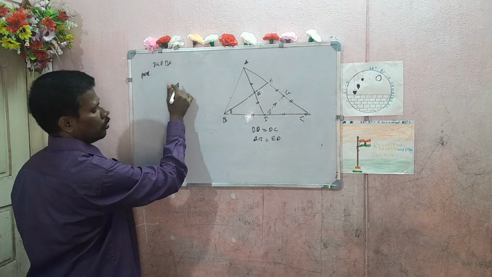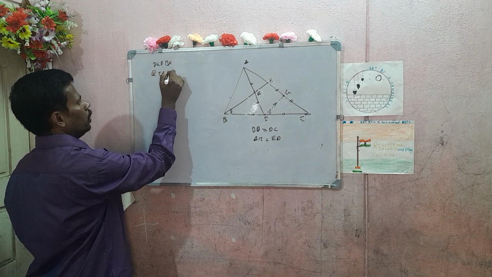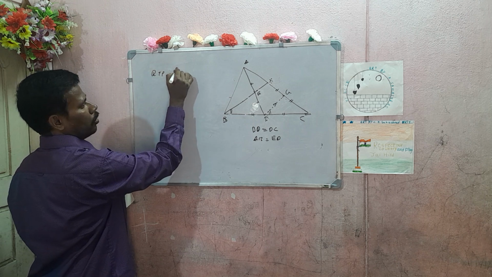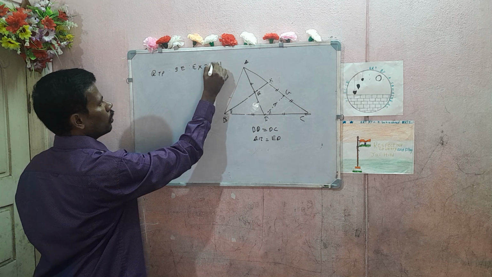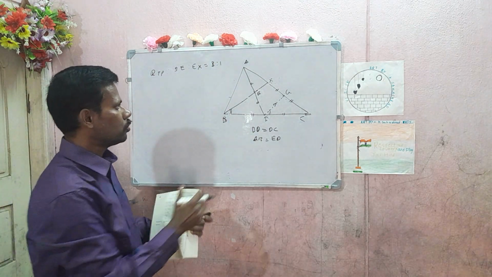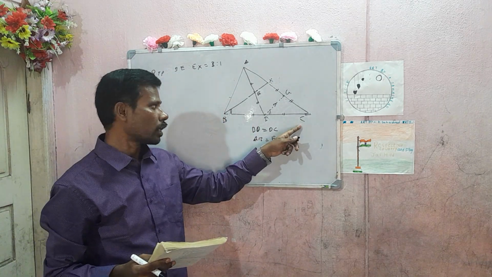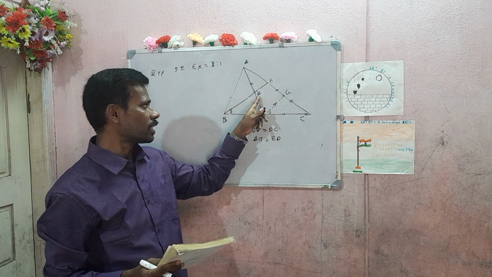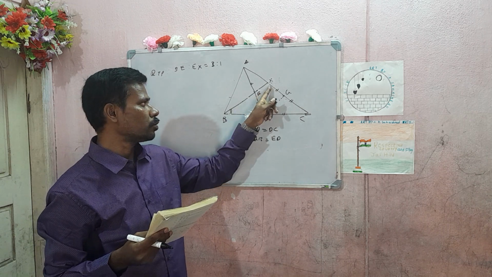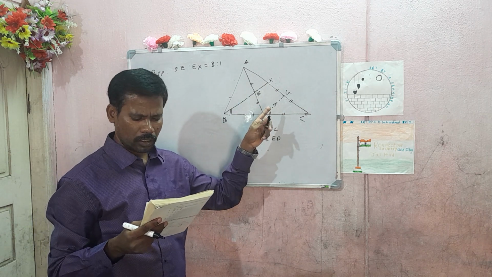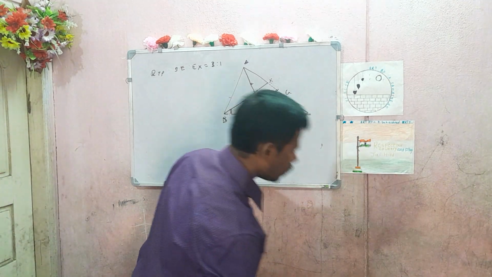BE is to EX is equal to... what we have to prove? RTP: BE is to EX is equal to 3 is to 1. This we have to prove. D is the midpoint of side BC of the triangle, and AD is bisected at E, such that BE is produced to meet AC at the point X such that BE is to EX is equal to 3 is to 1.